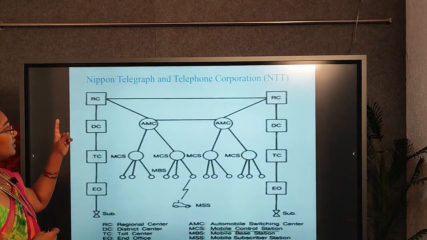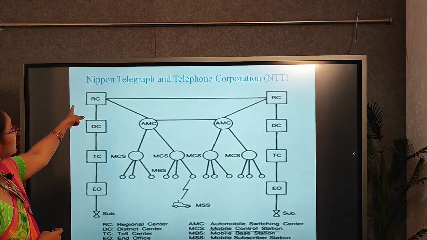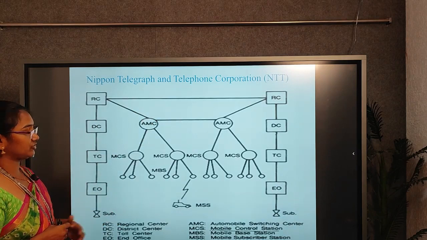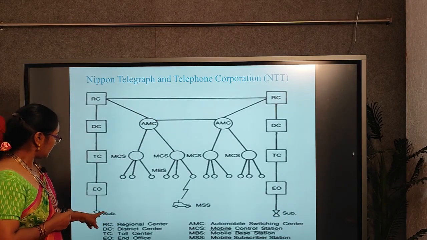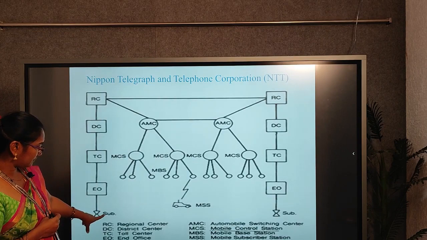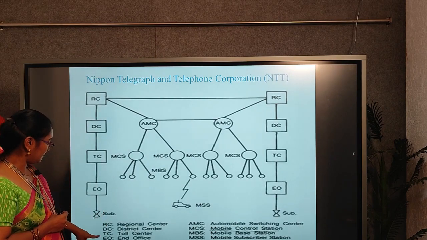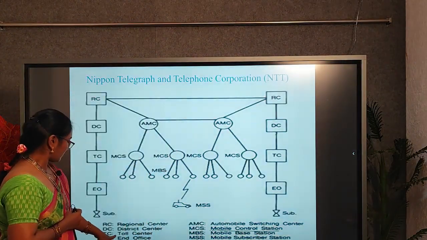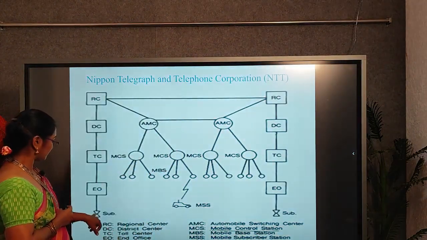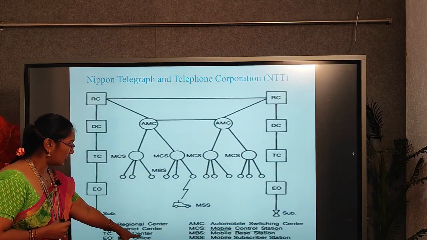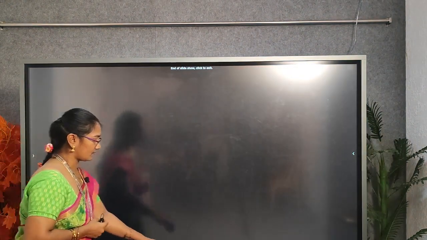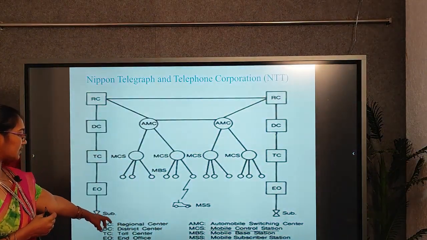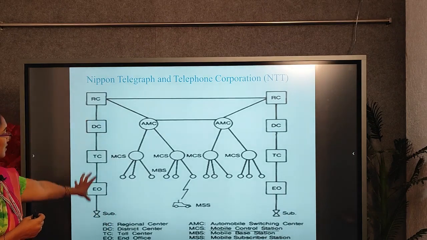See here, in the first one, NTT, I showed you, right? So Nippon Telegraph and Telephone Corporation gave this picture. Okay, see here, SUB, subscriber. EO means end office. TC, toll center. DC, district center. RC, regional center. Okay, these are the telephone parts.